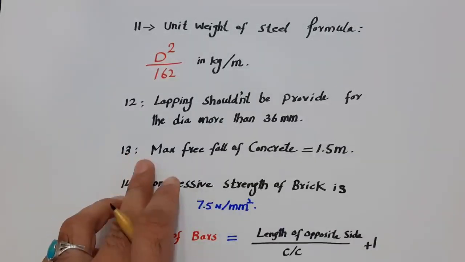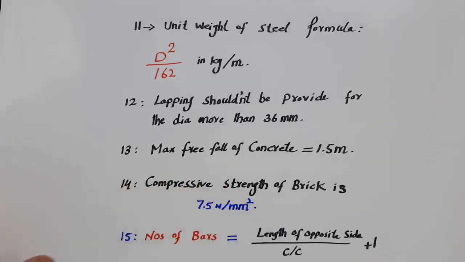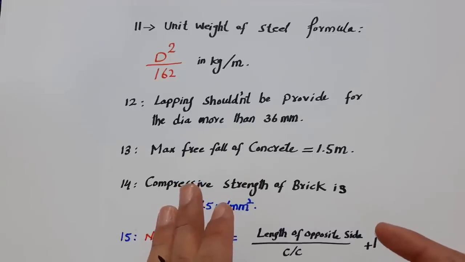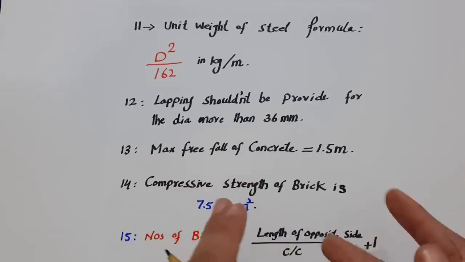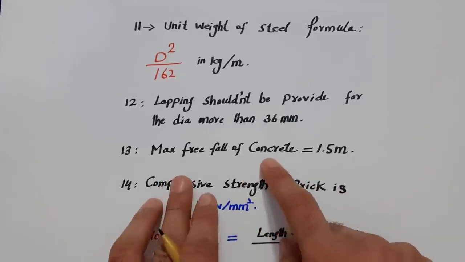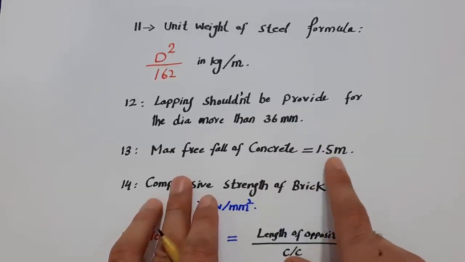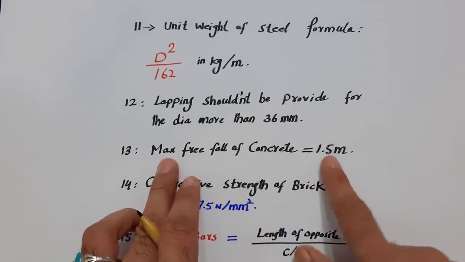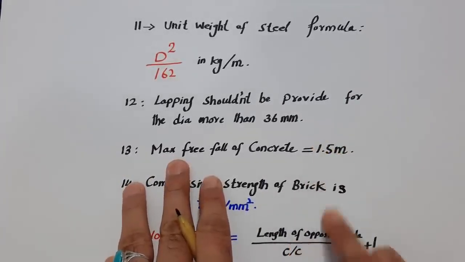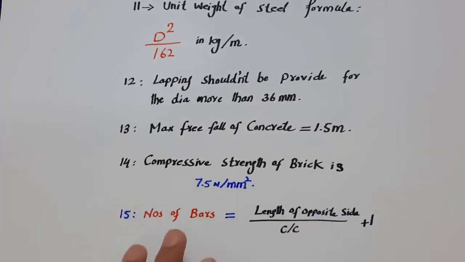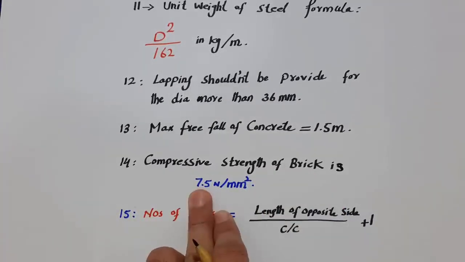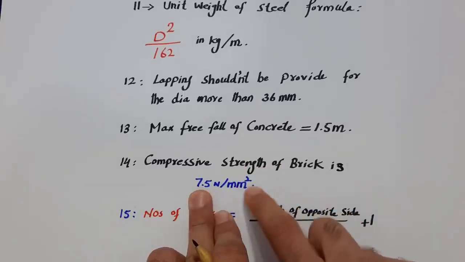Guys, the 13th one is max free fall of concrete. When we are pouring concrete in slab or any RCC member, the concrete height should not be more than 1.5 meters. So max free fall should not be more than 1.5 meter. Otherwise it will cause bleeding, segregation, etc., and you will face problems. Therefore, remember this point.